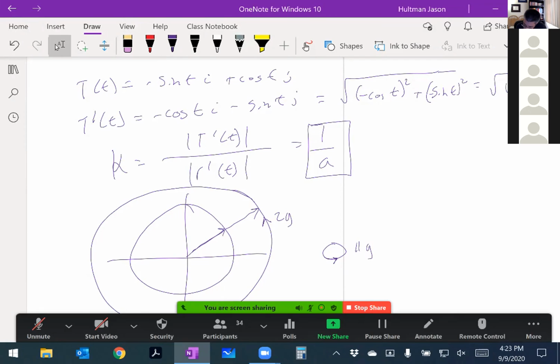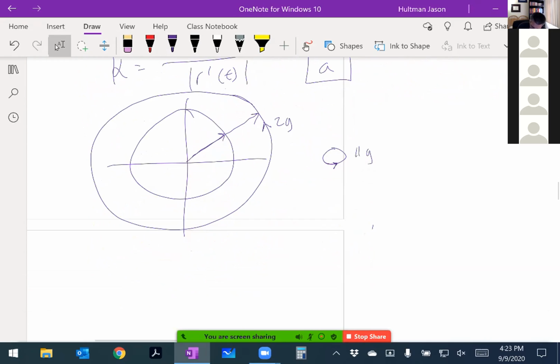Okay. So just think of it as acceleration. The higher you go, the wider you make your circle, the less acceleration you'll have to do, the less you're accelerating through that circle. So it is an inverse relationship. And your curvature changes inversely proportional to your radius.